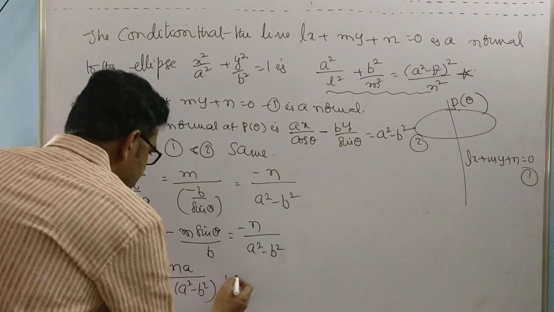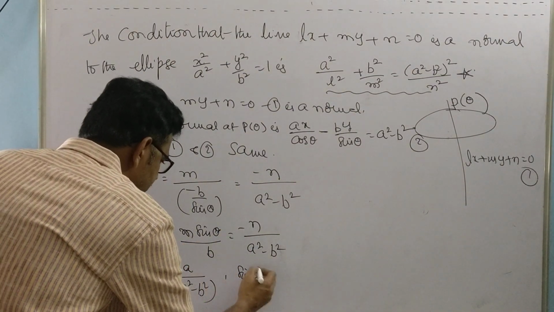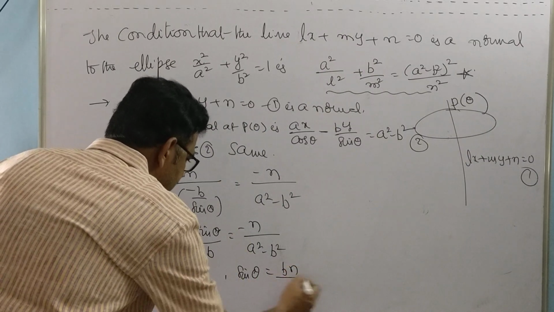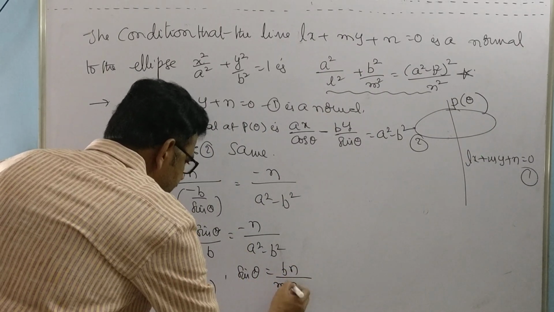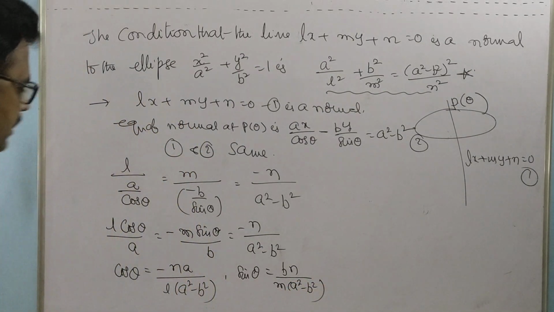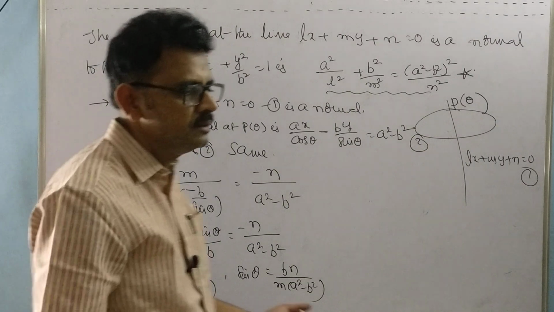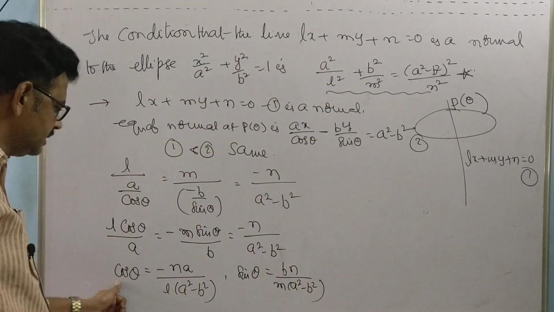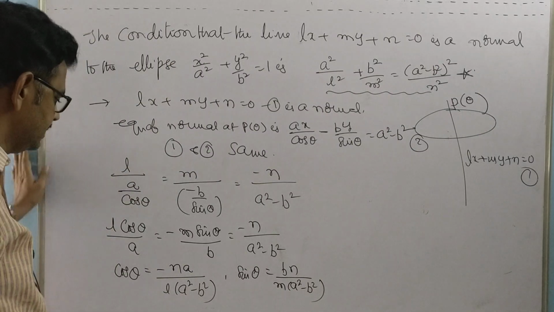Equating these two, sin theta is equal to, the minus minus gets cancelled, so this is BN by M into A square minus B square. Now by eliminating theta, that is the locus. So how to eliminate? Cos square theta plus sin square theta, squaring and adding.